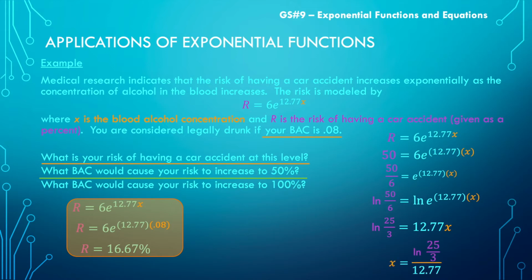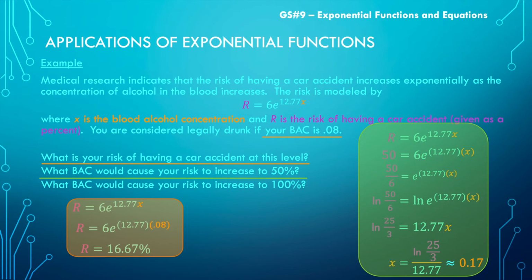So we would take our calculators and crunch this whole expression. The ln of 25 thirds divided by 12.77 would give us the BAC, right? And so our BAC is going to be about 0.17. All right, so at a BAC of 0.08, we have a risk of about 1 in 6. At a BAC of 0.17, I have a risk of about 1 in 2. That's an extremely high risk.